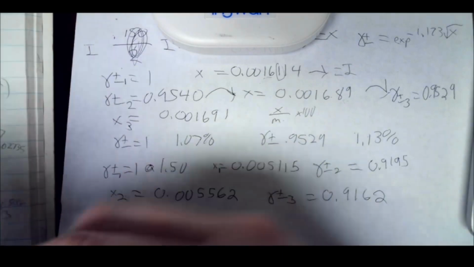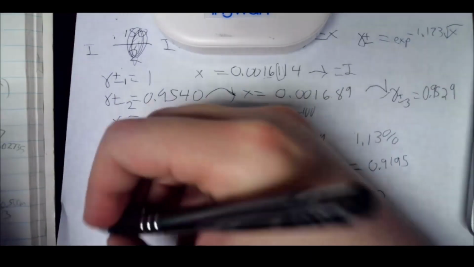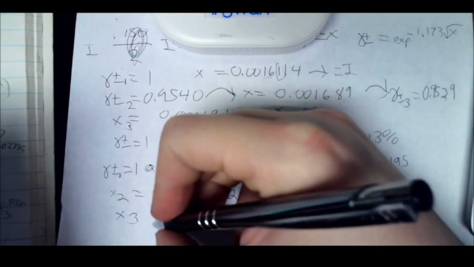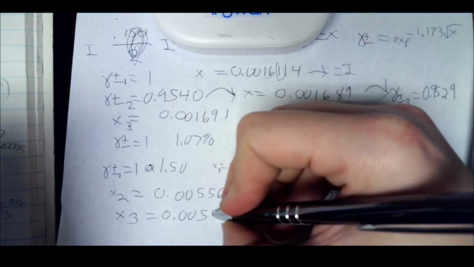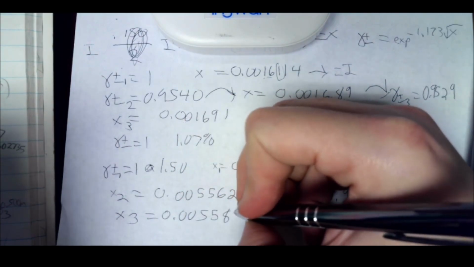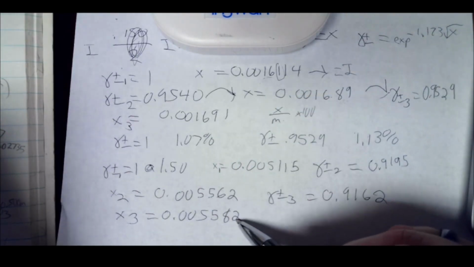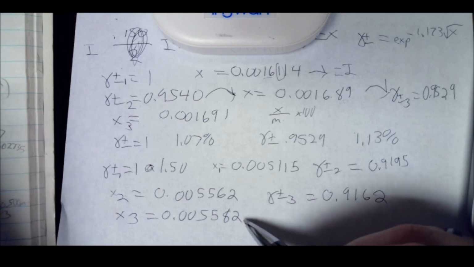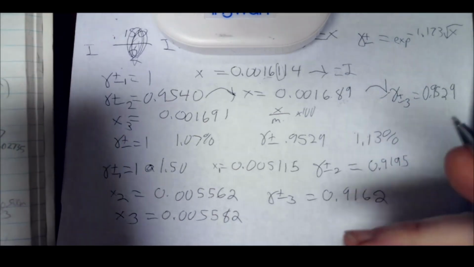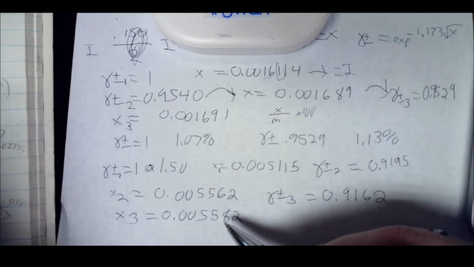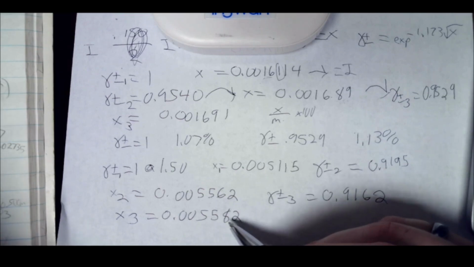Run it again. My third iteration of x has now dropped to 0.00558. We'll say 2. Now we're within plus or minus 2. We can stop there. You could keep going and maybe it'll get a little bit closer and closer, but all we need is plus or minus 2 in the second decimal place.